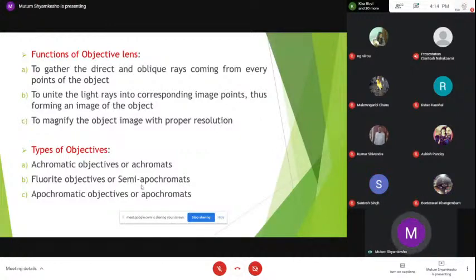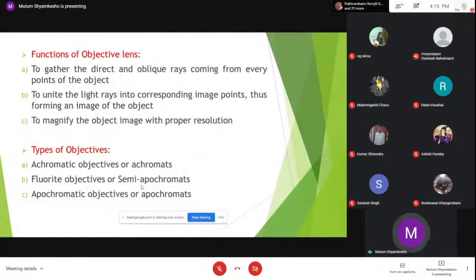And in totality, this objective lens will form the first image of the object. And this image is to be magnified. And this magnification should again have the proper resolution so that the details of the magnified image can be identified by the observing eye.